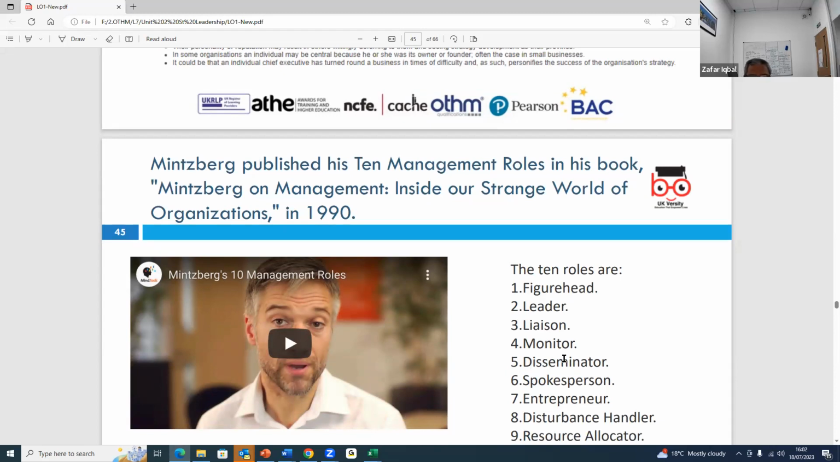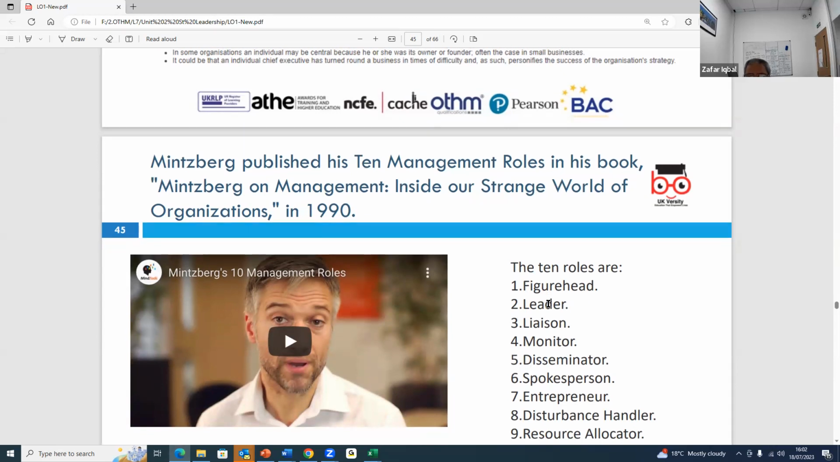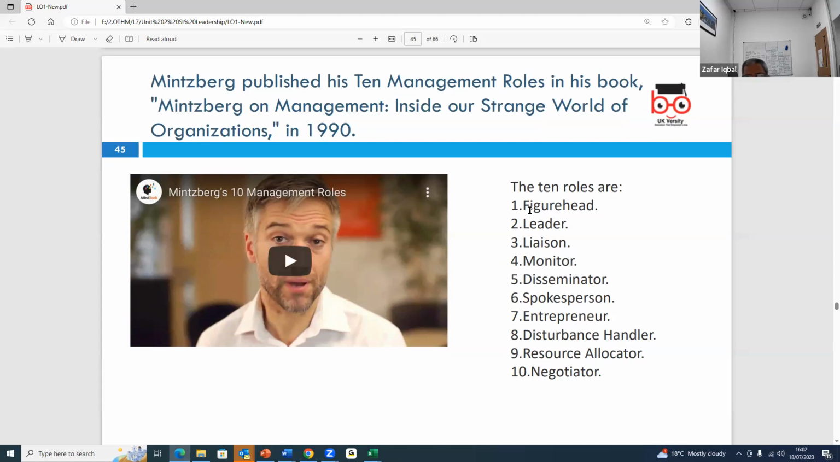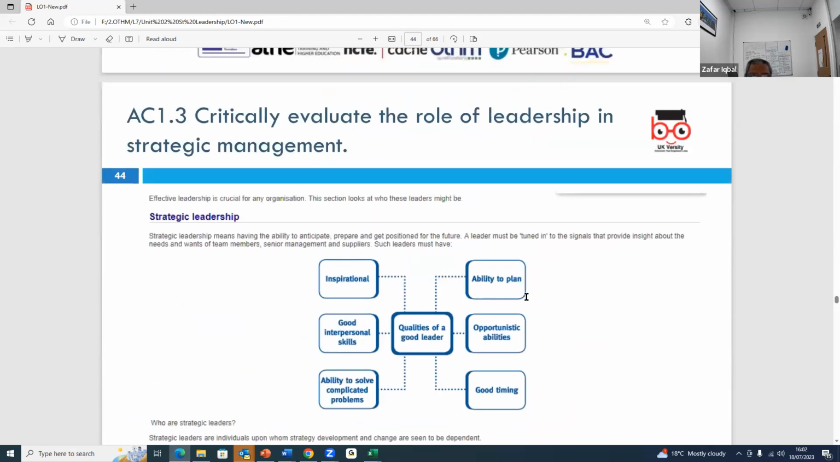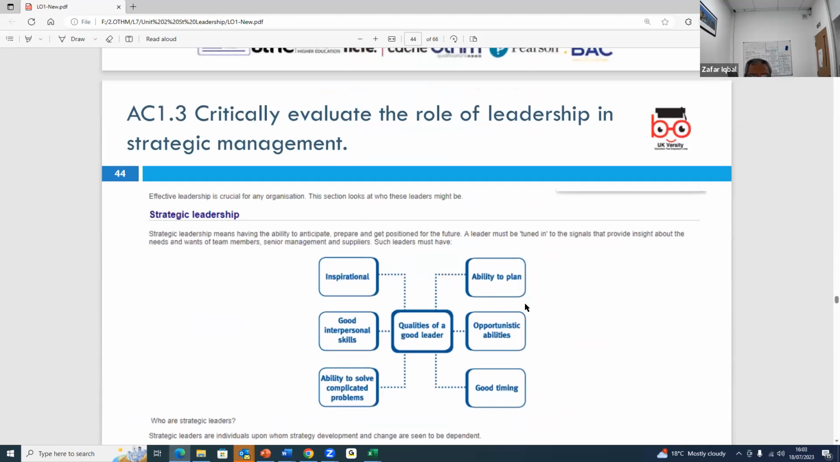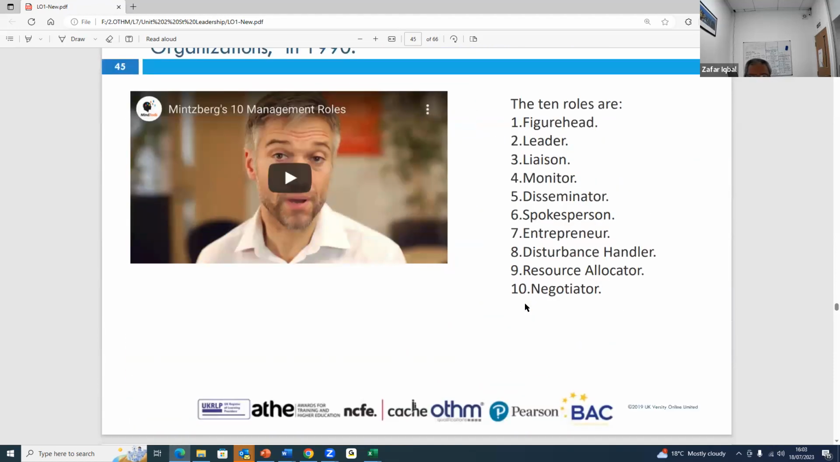or in terms of their leadership style, or liaison. For example, Mintzberg looked at leadership. He published his 10 management roles in his book. He comes up with these 10 roles: the leader as a figurehead, leader as a liaison person, or monitor or disseminator, and so forth. So you can look at that. You can compare this role of leadership in terms of various leadership roles.